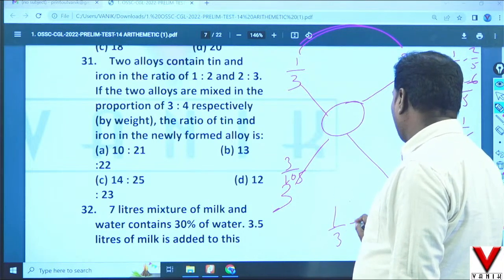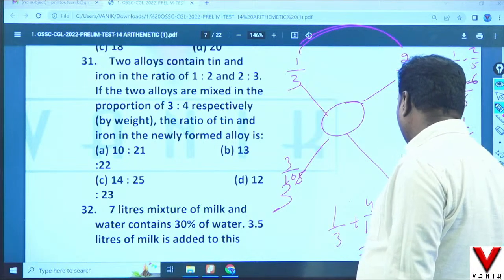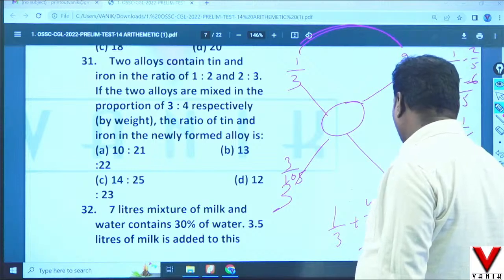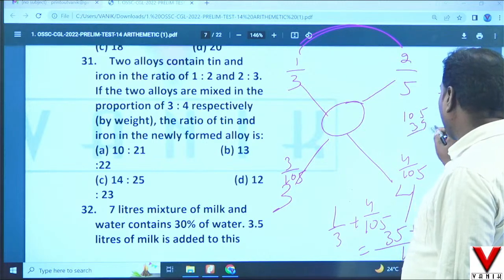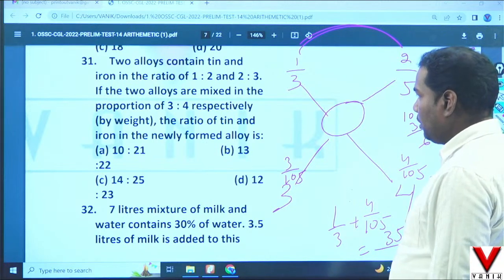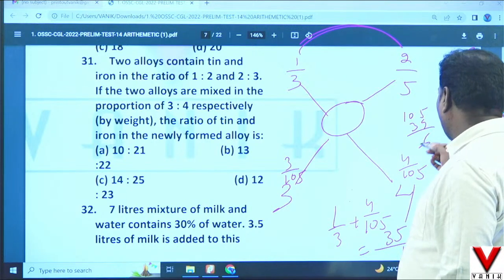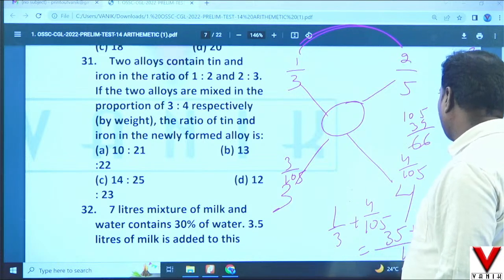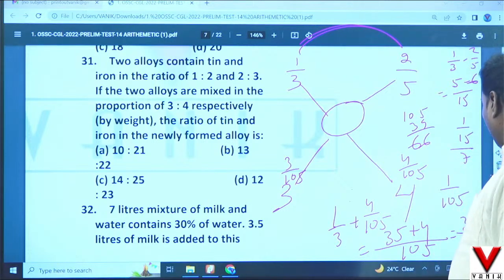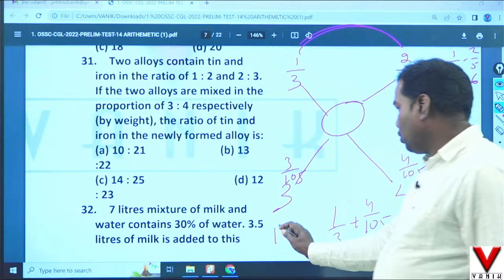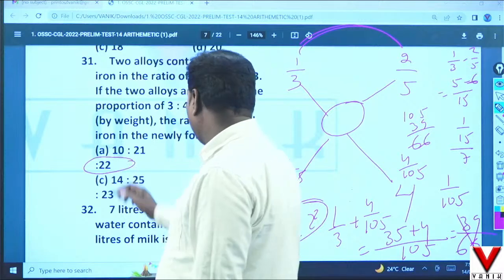1/3 plus 4/105. We will take LCM, which is 105. It is 35 plus 4, 39. Then 105 minus 39 is 66. So 39 by 66. Then dividing by 3, it is 13 and 22. 13 is to 22. So option B is our correct answer.